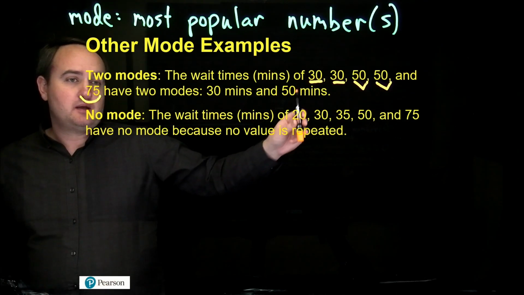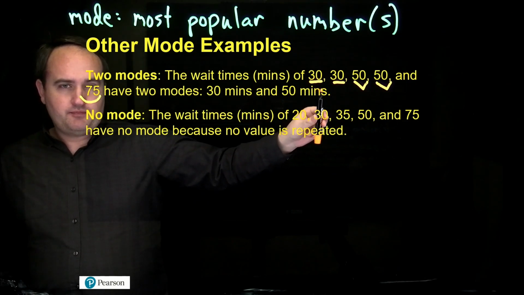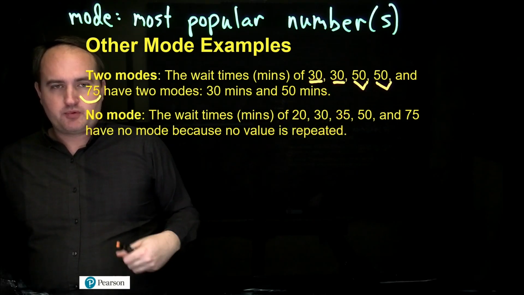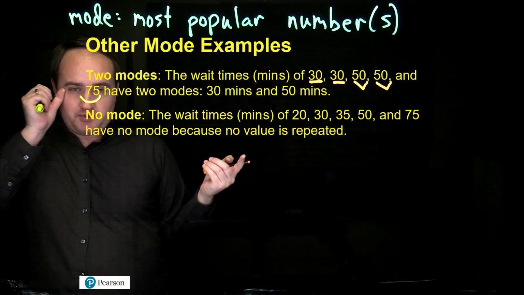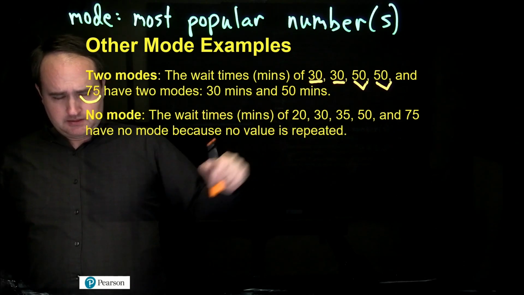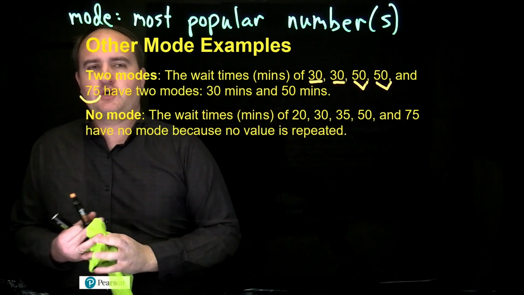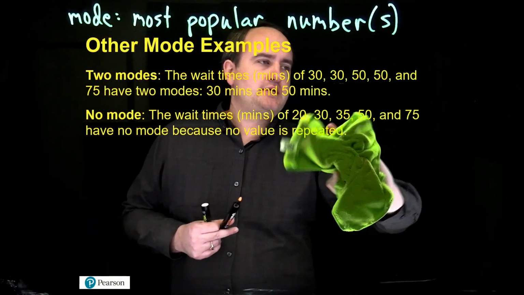So that means because 30 and 50 are the most popular numbers, but they both occur the same amount, they both occur twice, it's a tie. It's a tie for the popularity contest, so it has two modes, 30 minutes and 50 minutes. So hopefully that makes sense. Most people don't find this stuff too challenging.